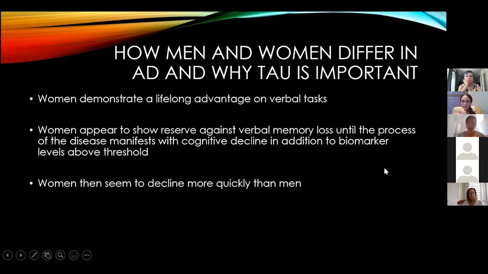Like Emilie, I'm very interested in sex differences. We've known for a long time that women demonstrate a lifelong advantage on verbal tasks, so learning lists of words, etc. I'll give you an example in a minute. And it turns out that women have a reserve against verbal memory loss, so we can get a lot further into the disease before we start declining. Once we start declining, though, we tend to decline quicker. So it's not a linear relationship, it's a complicated relationship.